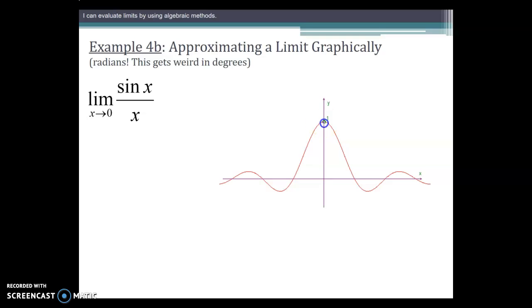What happens as x approaches 0? As x approaches 0, what happens to the output? The output approaches 1. So don't overthink it. Sometimes all you need to do is graph it and check out what's going on.